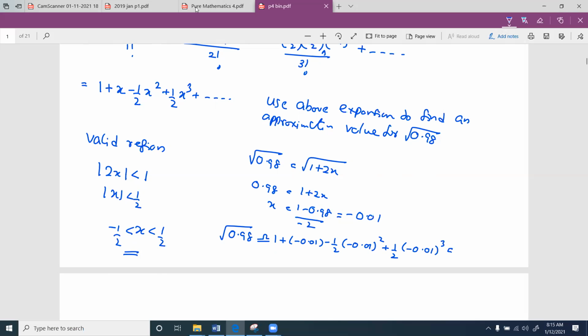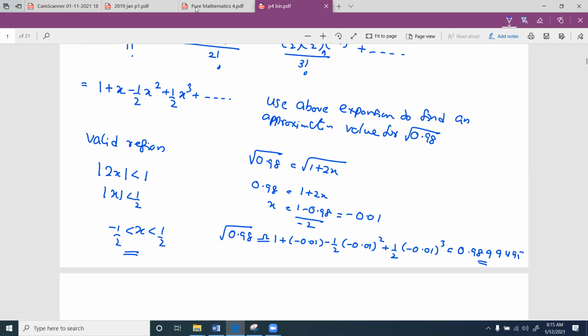That is 1 minus 0.01 minus half into the square, and the cube. So you get the answer 0.98999495, right? Then let's see what the actual answer is for the square root of 0.98, whether it's a similar answer to this. Yes, the actual answer is 0.989949366. So this value is close, so it doesn't make an impact. That is the application of learning about this valid region for binomial expansion.